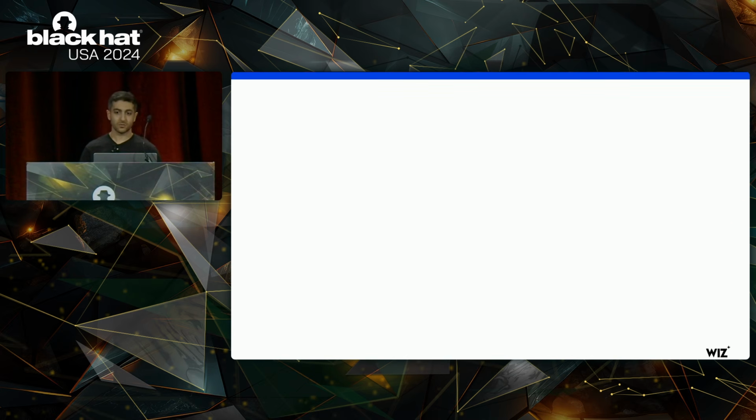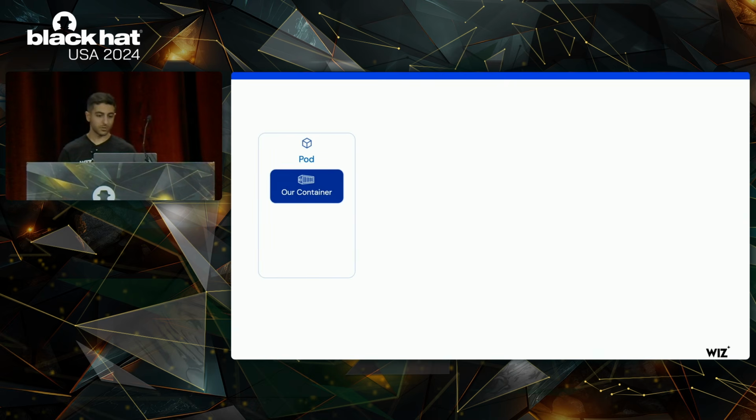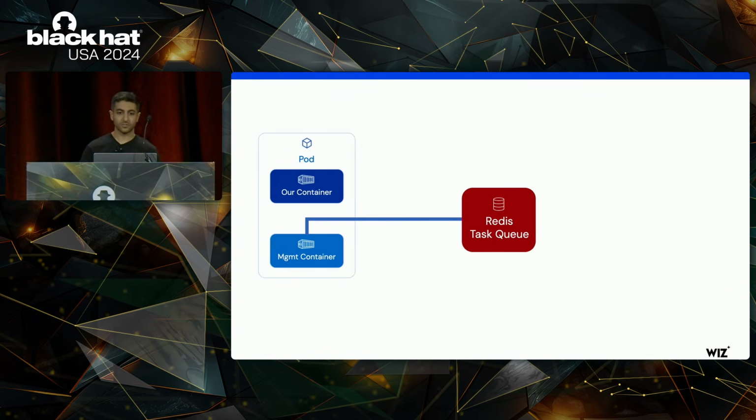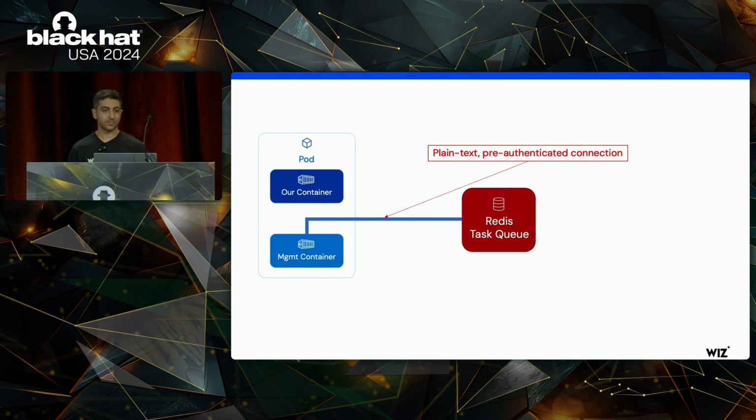Just to illustrate the current situation a bit better, we are running code within our own container, which is hosted on a Kubernetes pod. Besides our container, there is a different container. We assume that this is some sort of management container that has an active connection to an internal Redis task queue. The reason we can see this connection is because we are sharing the same network namespace with that management container. Upon investigation, we concluded that this connection is also plaintext and pre-authenticated.